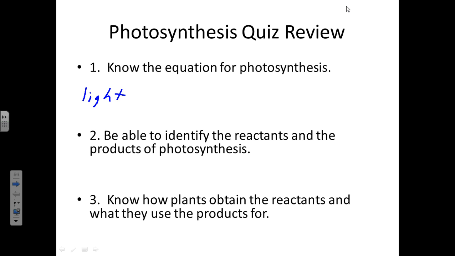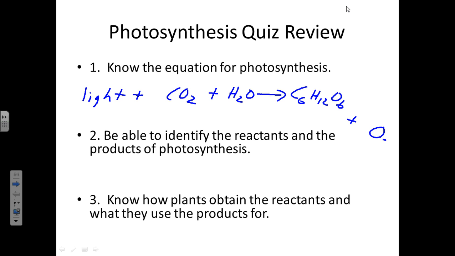So first of all, plants have to have light. They have to have some carbon dioxide. They have to have some water. Those are the things they need to do photosynthesis. And then what they end up getting as a result of doing it is, first of all, glucose, sugar, and some oxygen gas. Now, the way that's written right now, that equation is not balanced.